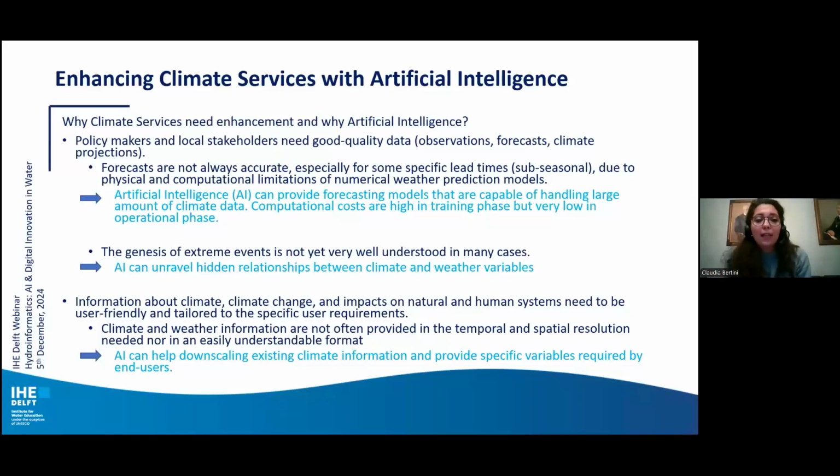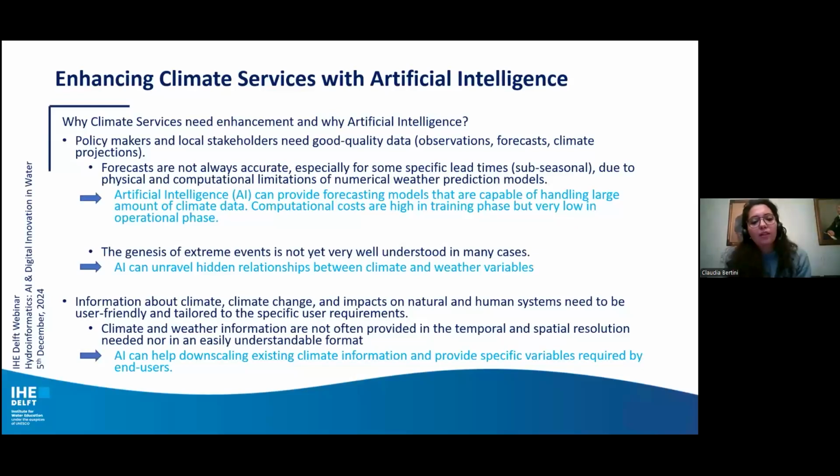And why can we improve it with AI? Because AI can provide forecasting models that are capable of handling large amounts of climate data. The computational costs are very high in the training phase, so in the calibration phase, but once the model is calibrated, the computational costs are very low in the operational phase.